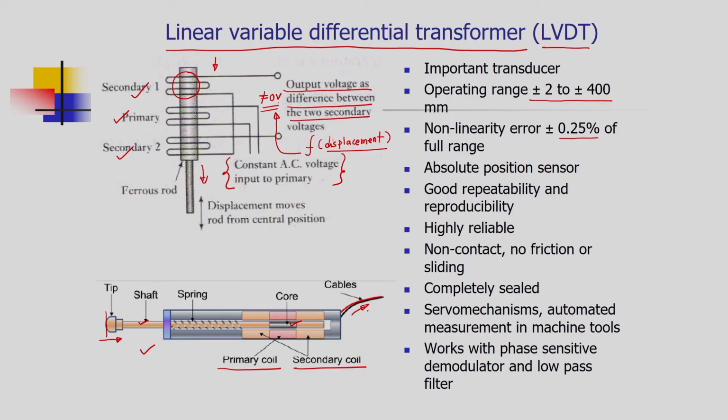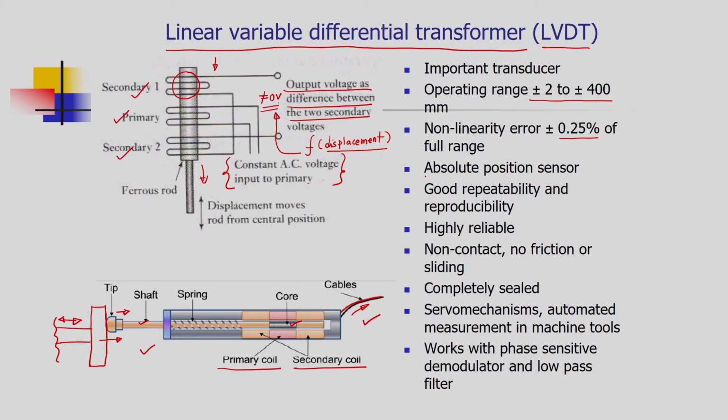The output will be taken through cables and further the output will be processed, signal conditioned, and then sent to the microprocessor. Here you can see this tip is in contact with the mechanical elements. Consider we have a plate which is connected to some mechanical element, and as there is a movement of this mechanical element, this plate will push the tip and accordingly we are getting signals in the cables.